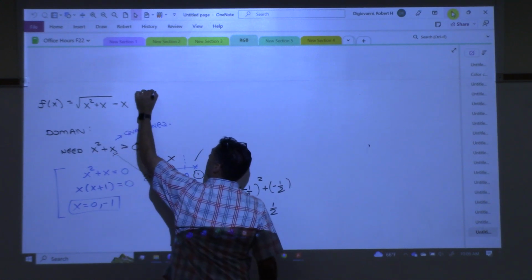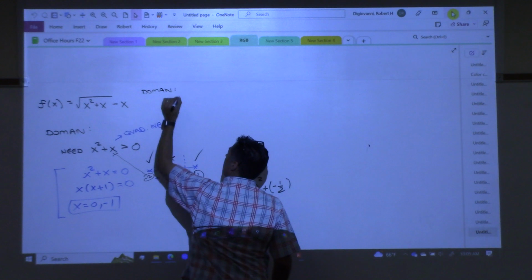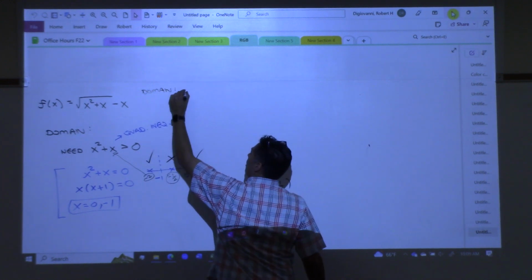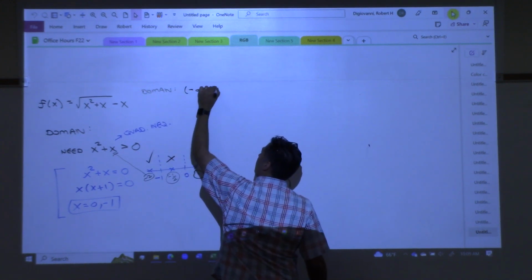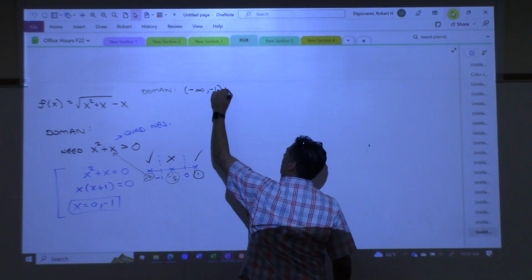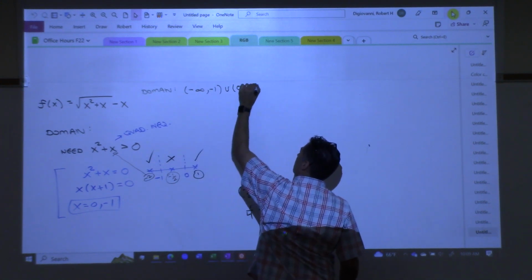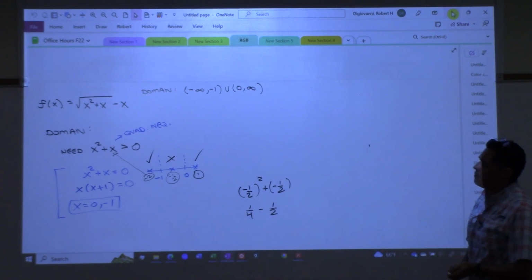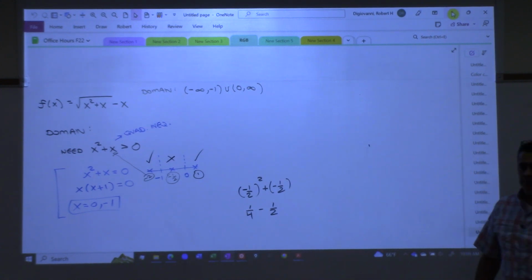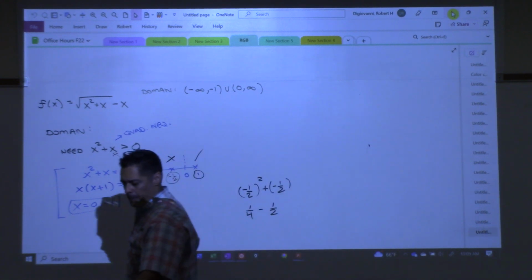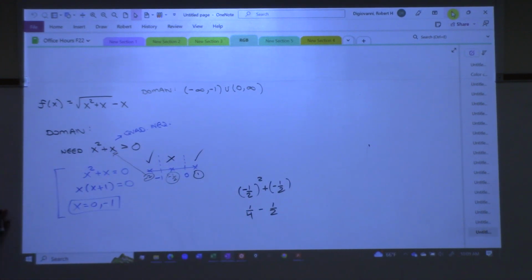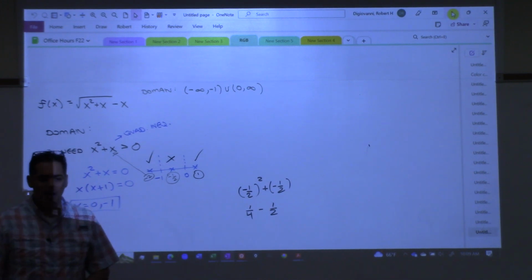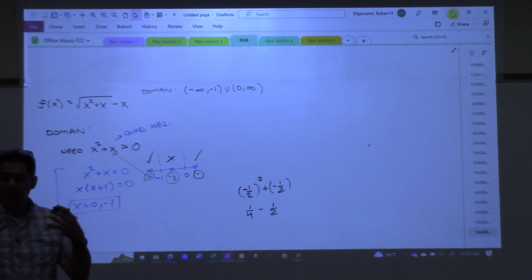Domain is stuff to the left of -1 and then stuff to the right of 0. That's the first step. Now, there's a bunch of other things that I could do right now. And like I said, I'm showing you this method, but I'm not going to test you on it. I want you to know, but at least see it once.